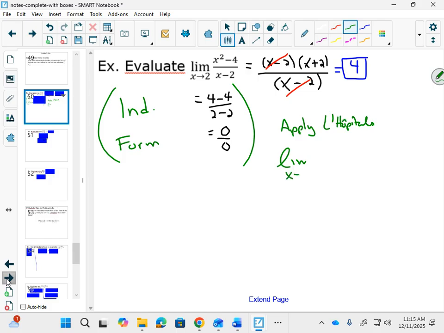I like hats. And if I did apply L'Hopital's, this would become 2x over 1. Can I do the limit now? This is one I could plug in. I get 4 that way as well. So that's really cool that we can now do this same question with L'Hopital's rule.